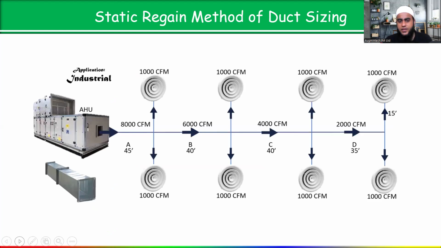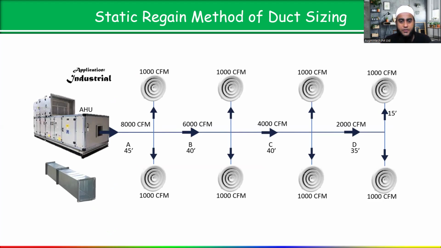So in this example, I have taken an industrial application. Suppose a floor mounted AHU we have considered here. With the help of ductwork, we are distributing the conditioned air to each and every diffuser. Suppose in total we have got 8000 CFM from heat load calculation. First, all of you know that we have to do the heat load calculation to find out the airflow rate, the supply airflow. So 8000 CFM we have got.